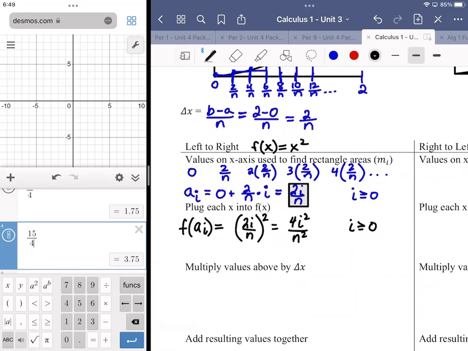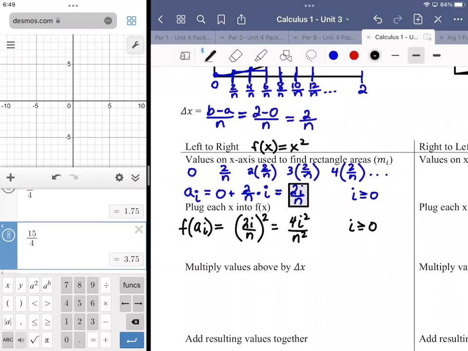All right, that's in lieu of saying, all right, well, 2 over n squared is 4 over n squared. 4 over n is 16 over n squared. This will do the same thing. Plug in a 0, I get a 0. Plug in a 1, I get 4 over n squared. Plug in a 2, I get the 16 over n squared, and so on.